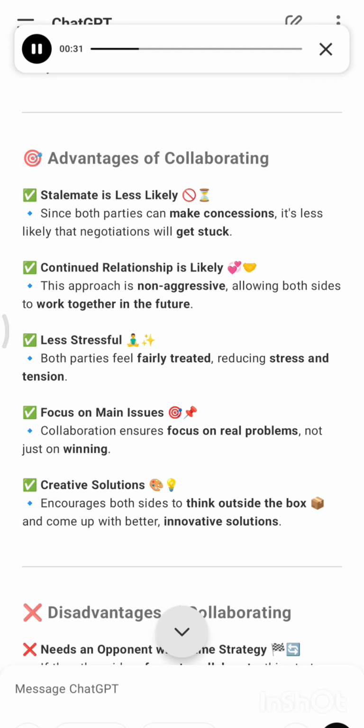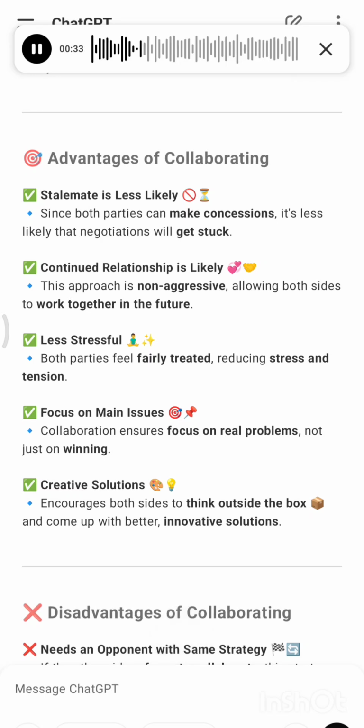Since both parties can make concessions, it's less likely that negotiations will get stuck. Continued relationship is likely. This approach is non-aggressive, allowing both sides to work together in the future. Less stressful. Both parties feel fairly treated, reducing stress and tension. Focus on main issues. Collaboration ensures focus on real problems, not just on winning. Creative solutions. Encourages both sides to think outside the box and come up with better, innovative solutions.